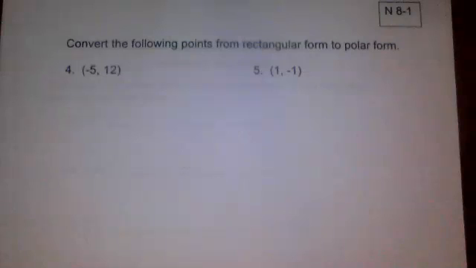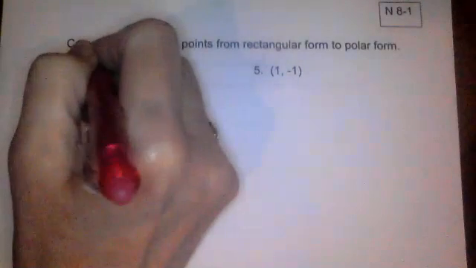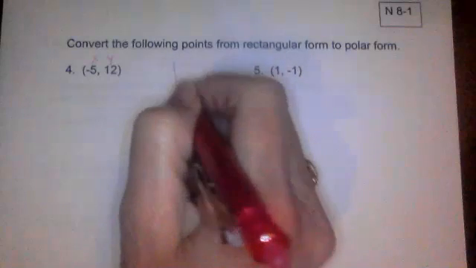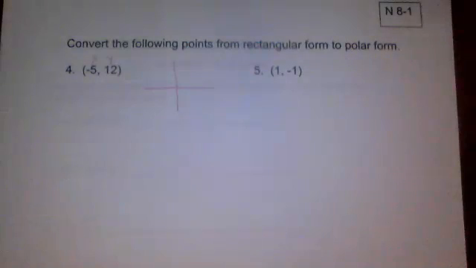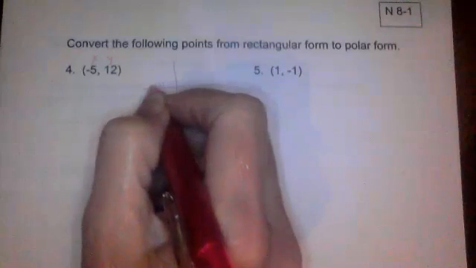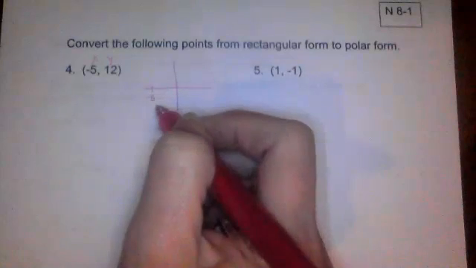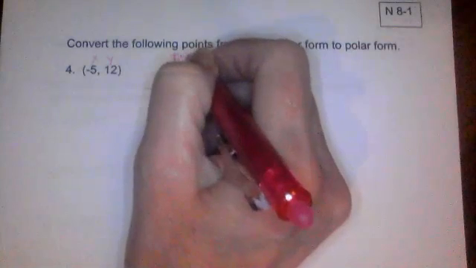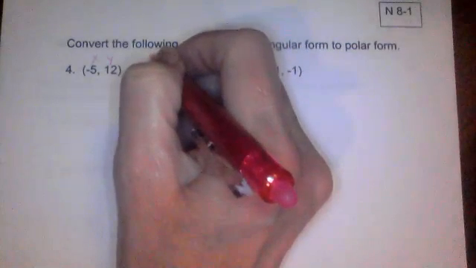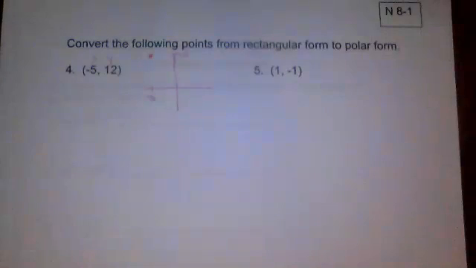Okay, so on this portion, they want us to convert the following points from rectangular form to polar form. So this is a normal coordinate, xy coordinate. And so I'm going to go ahead and put that on the coordinate plane so we can kind of see what we're talking about. So we know x is -5, we're going out -5 this way. Y is +12, so we're going up 12 this way. Puts our point out here, so this is our point.